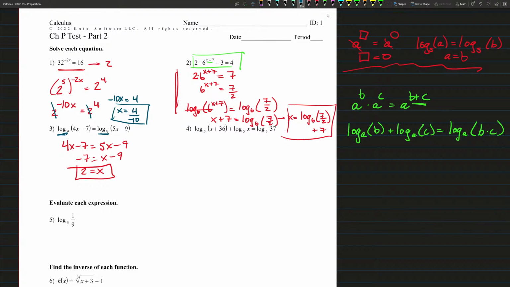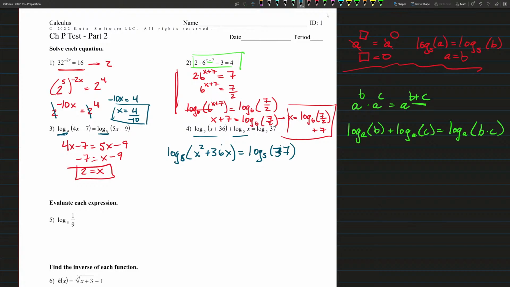So if we do that here, we have the sum of two logs, so we're just multiplying their insides. So log base 5 of x squared plus 36x is equal to log base 5 of 37. And this is one thing I'm going to change. I'm going to make this not a quadratic just to not confuse as many people. Actually, I might keep it because this one's pretty easy.